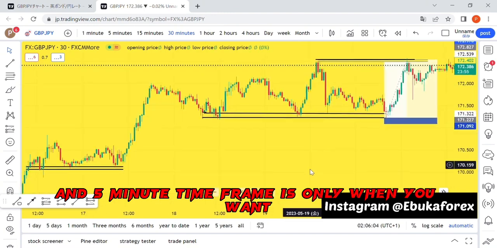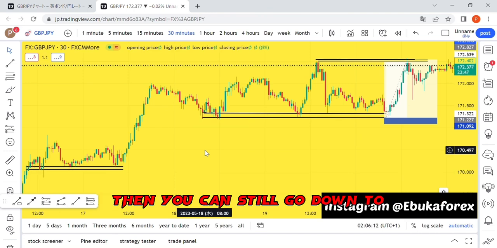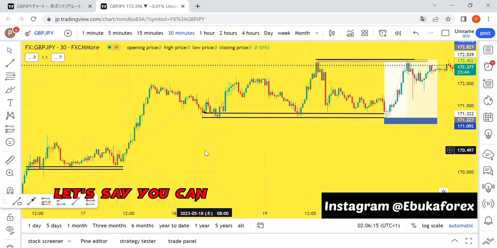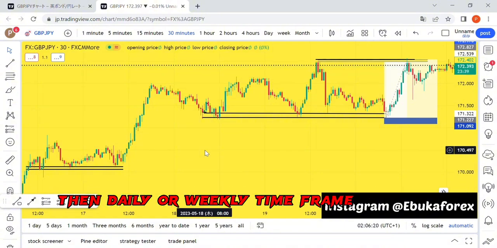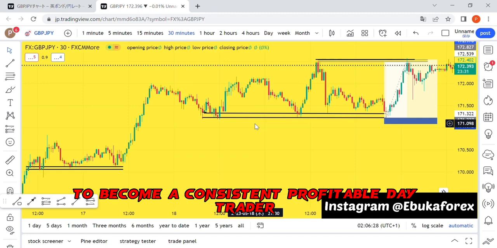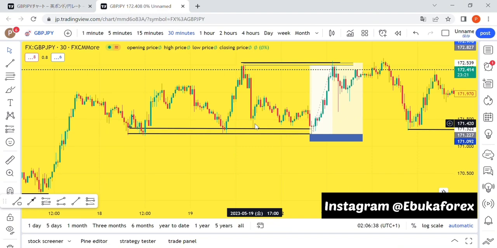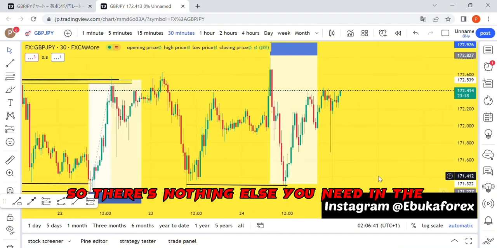It's only when you're looking for a better high probability trade that you can still go up to maybe the 4 hours, then the daily or weekly time frame. But to me, to become a consistent profitable day trader, your focus should be on the 5 minutes time frame and the 30 minutes time frame. It's very, very important, guys. There's nothing else you need in the market.